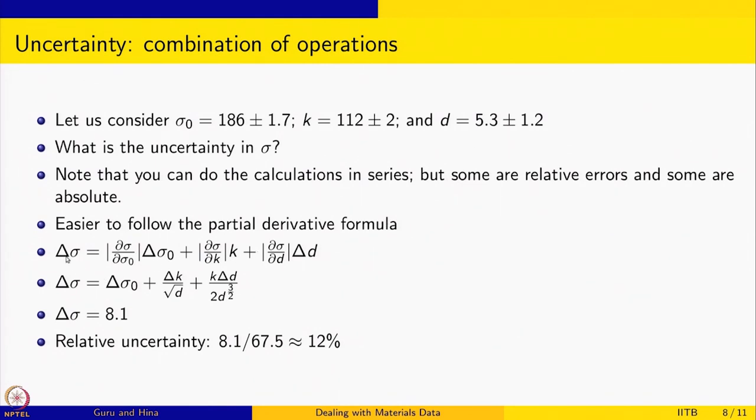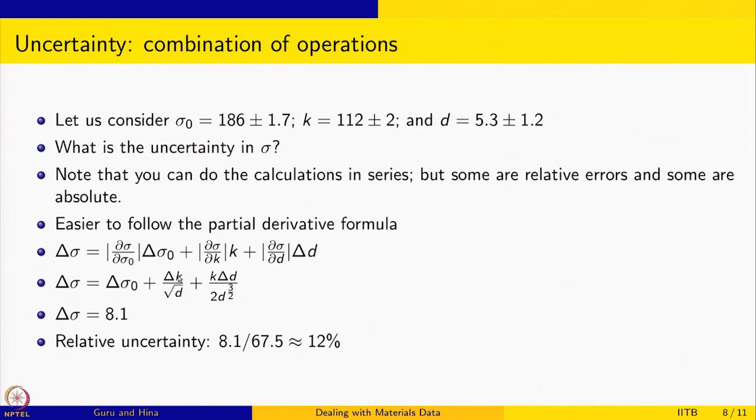We have seen that the error, or uncertainty, in the flow stress should be dou sigma by dou sigma naught into the uncertainty in sigma naught, plus dou sigma by dou k into the uncertainty in k, del k, plus dou sigma by dou d into del d. If you do that, then in this case, for sigma naught, the derivative just gives del sigma naught itself. And in this case, it will give you root d remains.